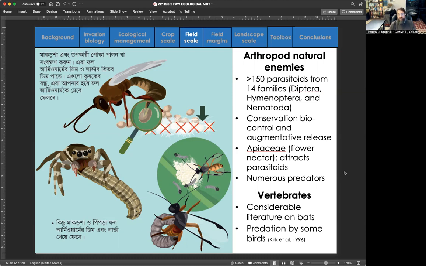But again, this evidence within Asia is relatively limited, and studies that have worked on this have looked at these principles in other countries. Also important are vertebrate predators, which are rarely thought about but are important in management of fall armyworm at a larger scale. That would include literature that has come around on the role of bats in controlling fall armyworm, which is very interesting and important as a large-scale conservation strategy, but also predation by some bird species as well.